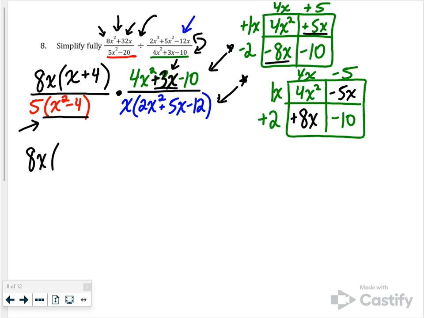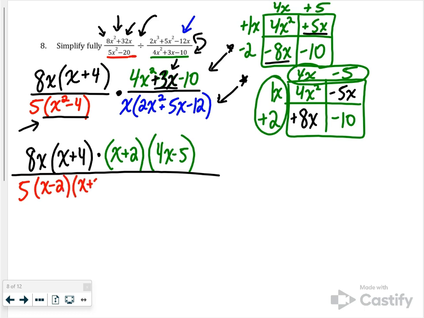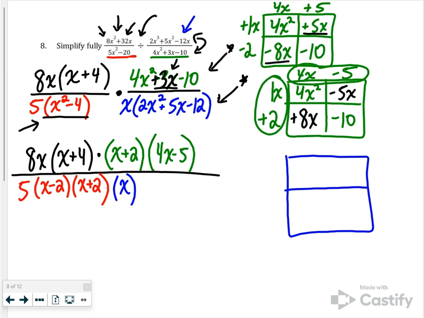So let me actually rewrite this in. Okay, now these factors are coming from here. So x plus 2 and 4x minus 5. And then let's do the whole denominator now. We've got 5 times x minus 2, x plus 2. There is a blue x over here, and then we're going to have to factor this beast over here as well. We're going to have to use negative 12 and 2x squared. So we will get there in a second.